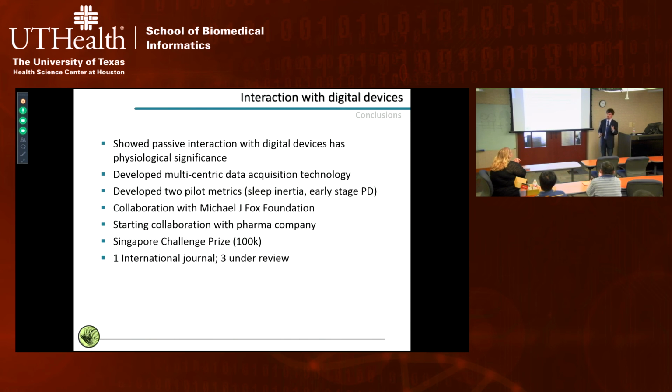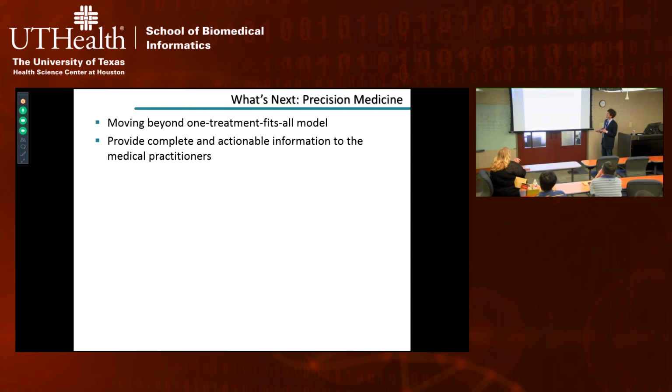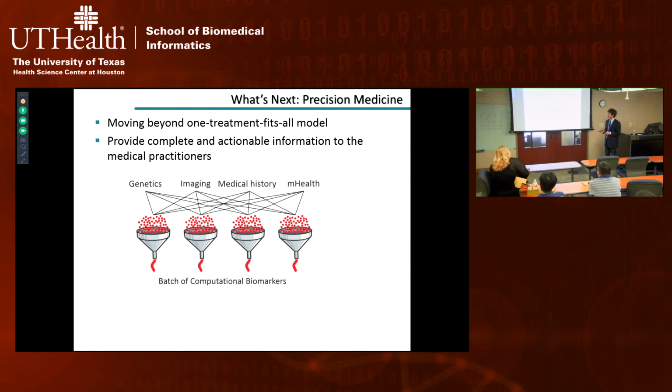And I want to conclude with some quick ideas for the future, and in particular what this means for precision medicine. So what's next? We know that in precision medicine, the main aim is to move beyond the one-treatment-fits-all model. And I think that can be accomplished by providing complete and actionable information to clinicians, researchers, and medical practitioners in general. And I believe that computational biomarkers will play an important role in that.